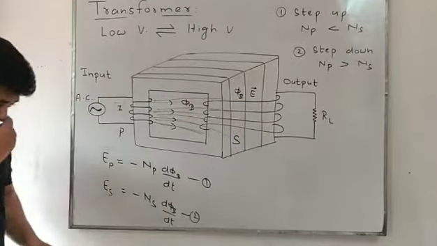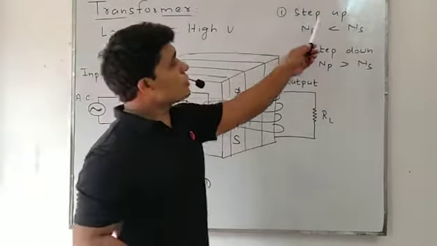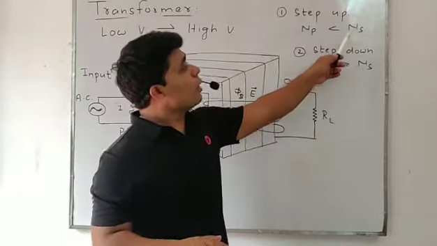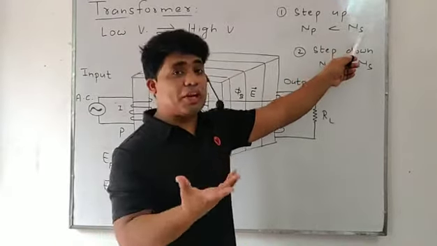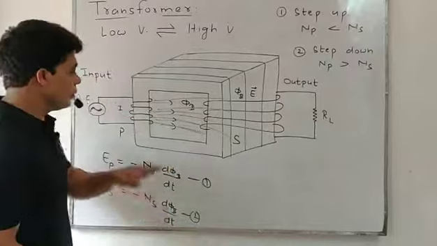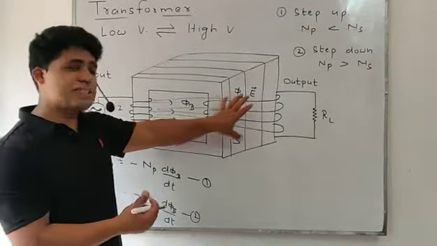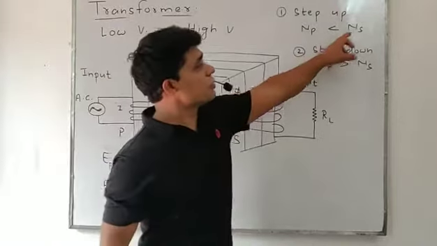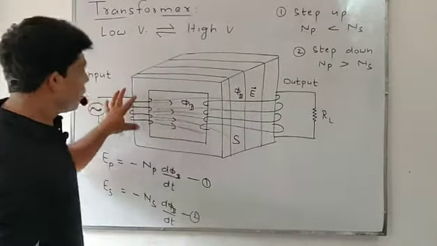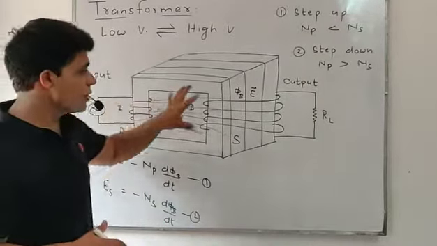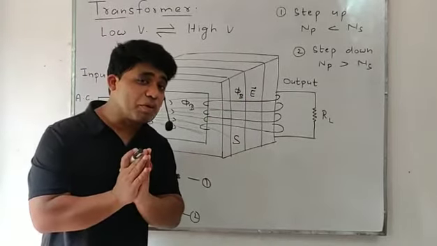Look students, for a step up transformer, the number of turns should be greater in the secondary coil. For step up, the primary coil has fewer turns and the secondary coil has more turns. And for step down, the primary coil has more turns and the secondary has fewer turns.